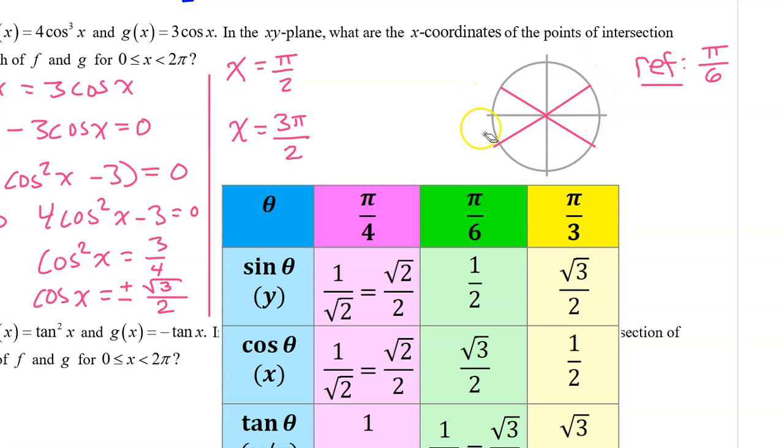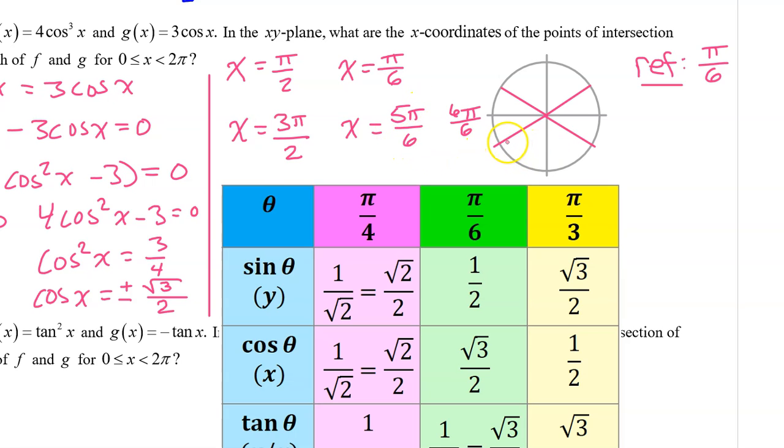On the interval from 0 to 2 pi, here are the 4 angles with a reference angle of pi over 6. Since, in this case, cosine can be positive or negative, we will find solutions in all 4 quadrants. So, the angle in the first quadrant with a reference angle of pi over 6 is pi over 6 itself. The angle in the second quadrant with a reference angle of pi over 6, well, let's see. We can think of pi as 6 pi over 6. So this angle in the second quadrant is 5 pi over 6.